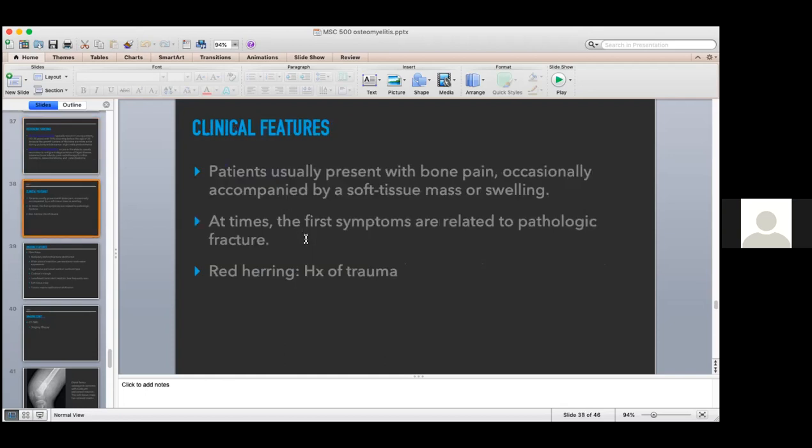Clinical features: patients usually present with bone pain, occasionally accompanied by a soft tissue mass or swelling. Okay, at times the first symptom is a pathological fracture. Normally, there will be a history of trauma, which is a red herring, which is not true history in the sense that the mother will tell you, "mtoto wangu alikuwa anacheza football, akaanguka, and now here we are." So you do an X-ray and you see an aggressive lesion that does not look like it is trauma related.